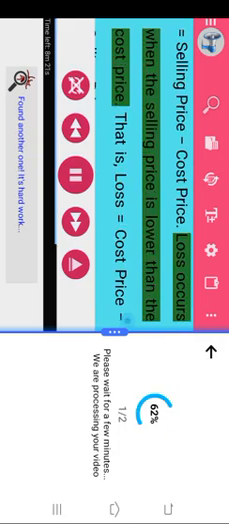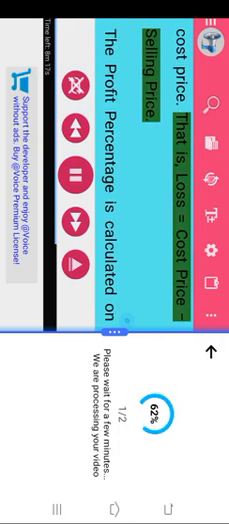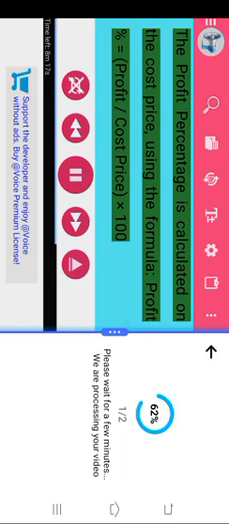Profit and loss, concept and percentage. Profit occurs when the selling price is higher than the cost price. That is, profit equals selling price minus cost price. Loss occurs when the selling price is lower than the cost price. That is, loss equals cost price minus selling price. The profit percentage is calculated on the cost price, using the formula, profit percent equals profit divided by cost price times 100. Similarly, the loss percentage is also calculated on the cost price, loss percent equals loss divided by cost price times 100.